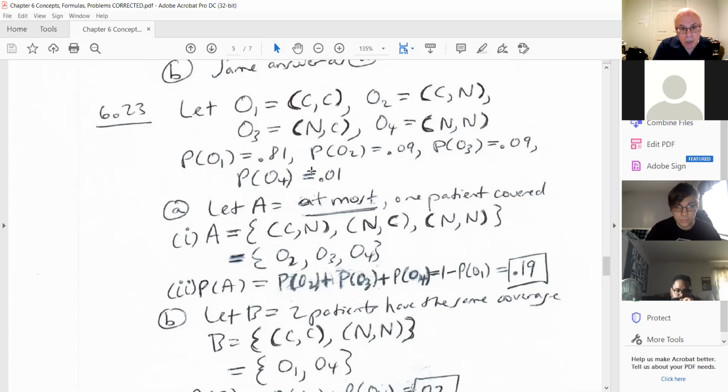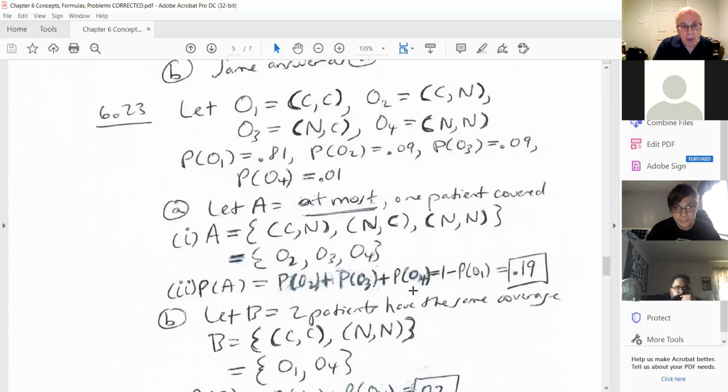What you want to do is take your 3 cases that are true for event A and add up their probabilities. What are their probabilities? 0.09 plus 0.09 plus 0.01, which is 0.19. Or the second possibility is, since we're excluding O1, we could just say 1 minus 0.81, which is also 0.19.